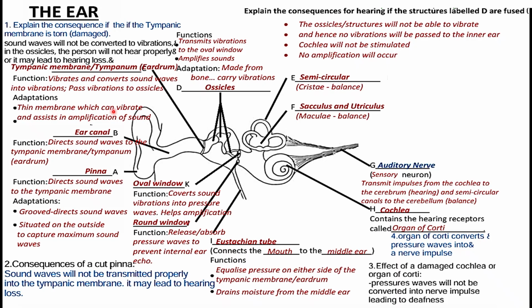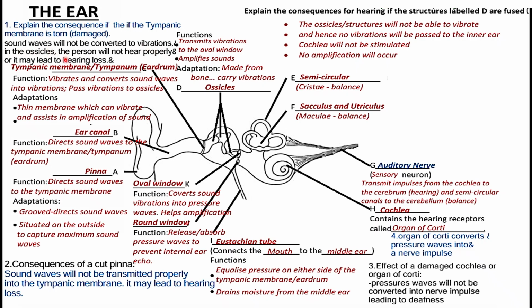vibrate. Now we have to explore what could happen if it is damaged. Because it is very thin and fragile, it can actually be damaged. So let's look at the situation here. Explain the consequence if the tympanic membrane is damaged or torn. So this is what will happen. Just take the functions and then write the opposite of it. So sound waves, we simply insert the words, will not be converted to vibrations in the ossicles.